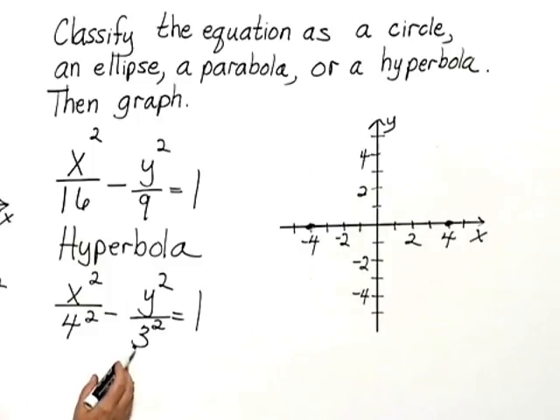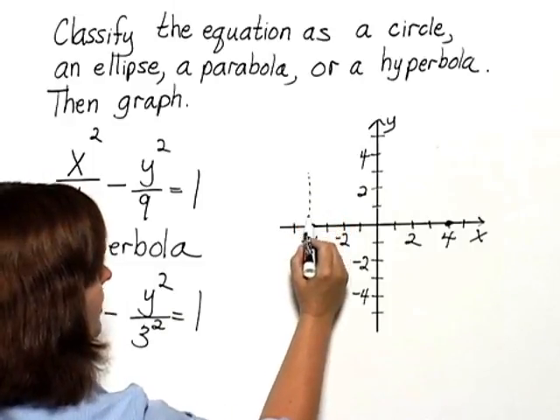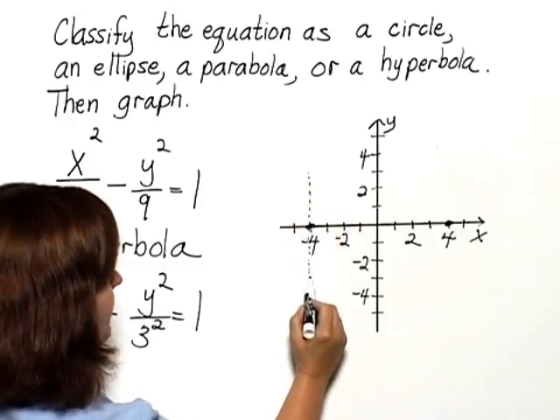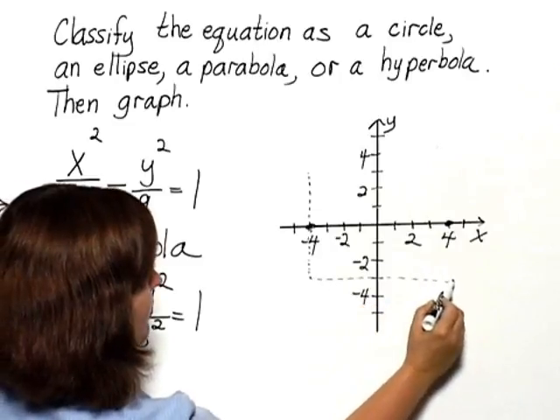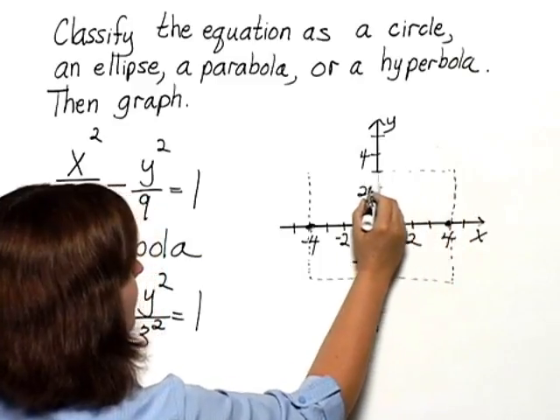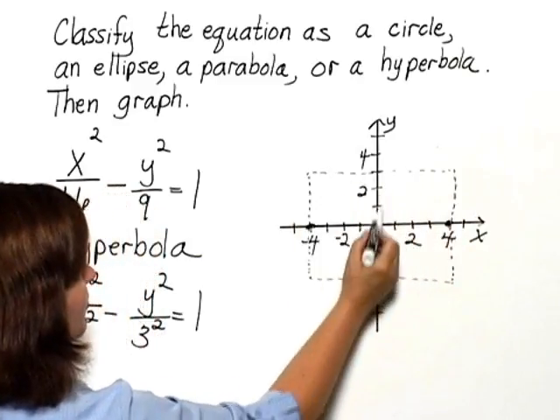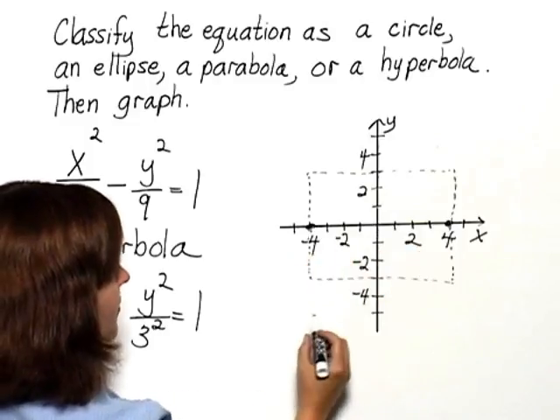However, this 3 will help us to draw a box that will help us to draw the hyperbola. If we draw a box that goes through -4 on the x-axis and -3 on the y-axis, +4 on the x-axis, and +3 on the y-axis, that's up and down 3 from the origin, left and right 4.